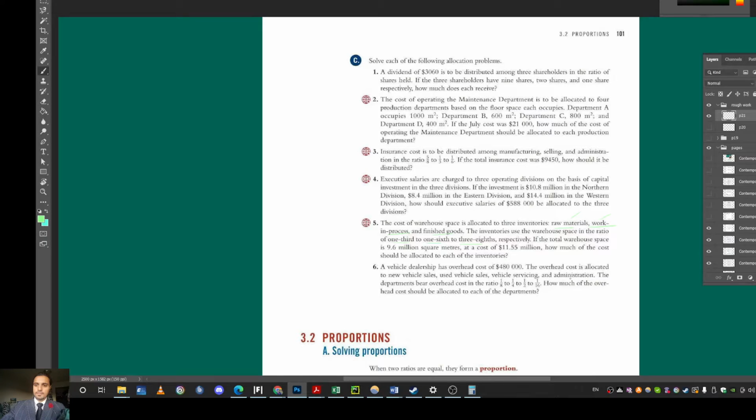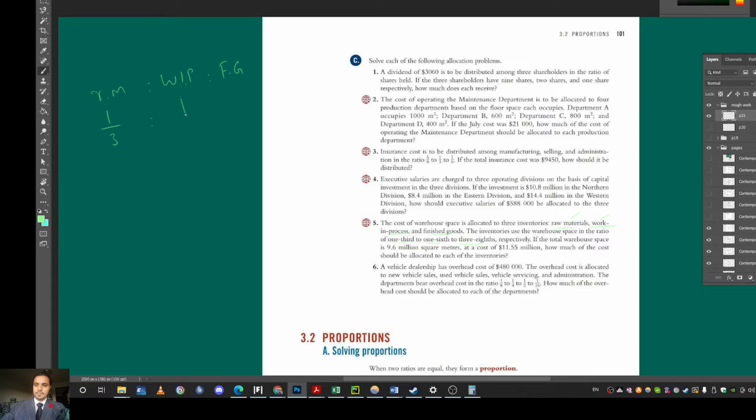So total warehouse space is 9.6 million square meters, at a cost of 11.55 million, to be allocated to each of the inventories. Interesting. So raw materials, work in process, finished goods. The inventories use the warehouse space in a ratio. Raw materials use 1/3 of the space.